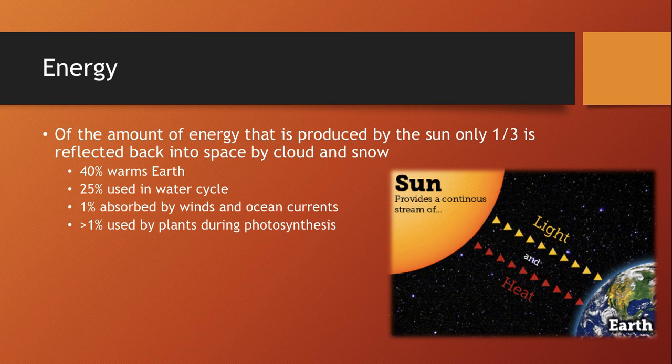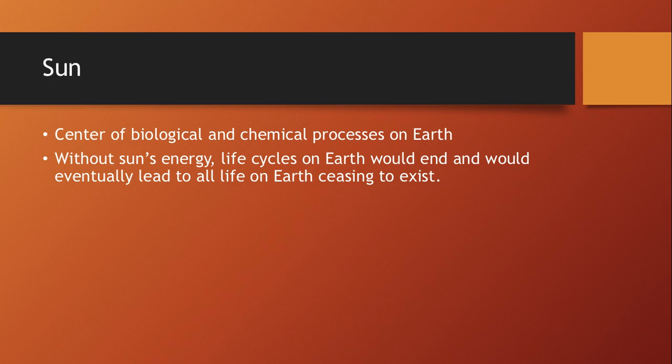25% of the energy from the sun is used in the water cycle. 1% is absorbed by winds and ocean currents. And less than 1% is used by plants during photosynthesis. And even though it's less than 1% of the energy produced by the sun, it's still a very important part of life on Earth. So the sun is the center of all biological and chemical processes that occur on Earth.